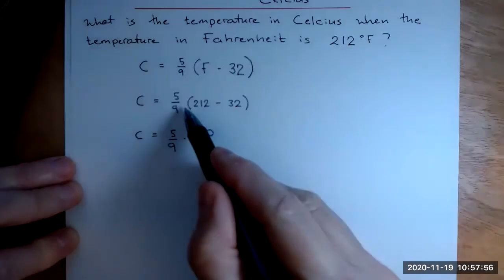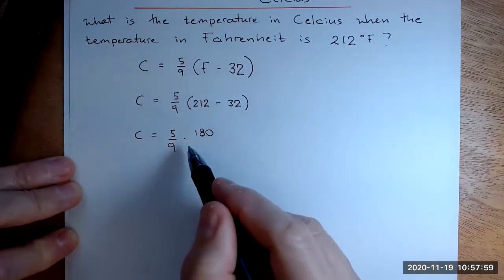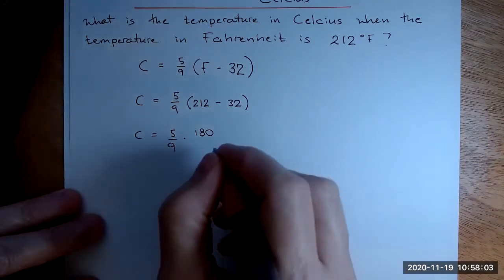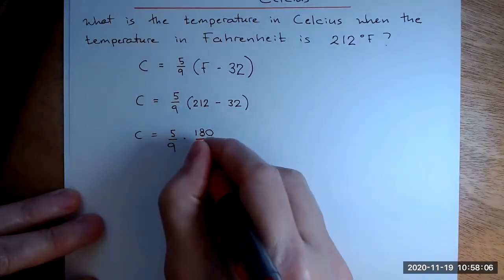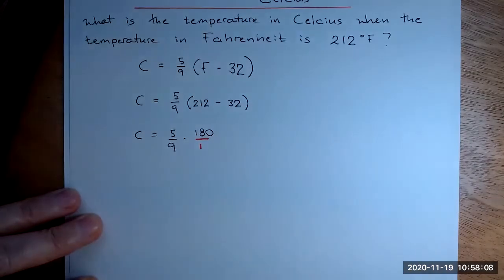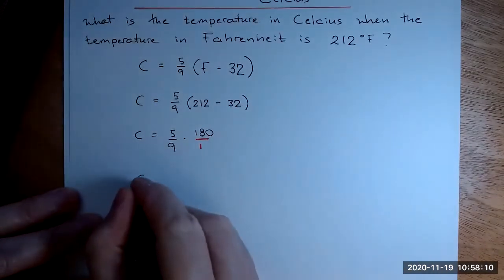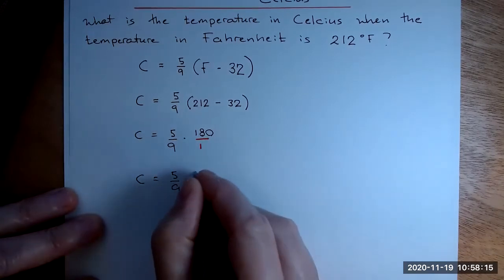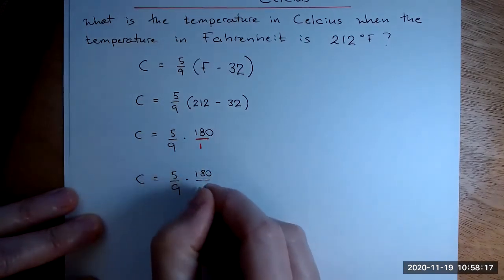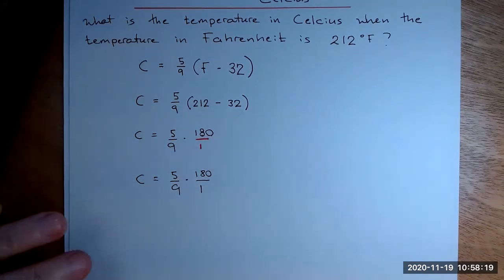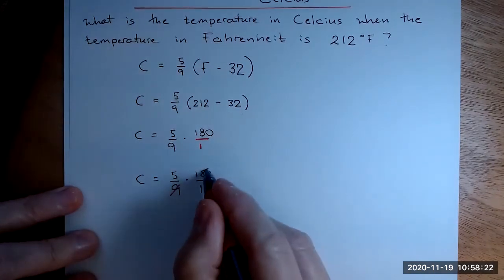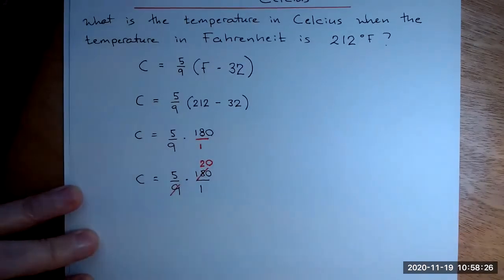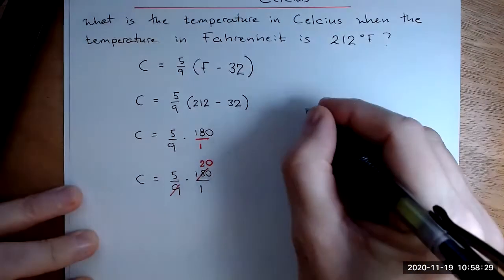And remember, because I've simplified everything in the parentheses, I don't need them anymore. Because 180 is a whole number, you can think of that as 180 over 1. I'm just going to rewrite the steps so it'll be cleaner in your notes. So 9 goes into 180 20 times. 5 times 20 is 100.